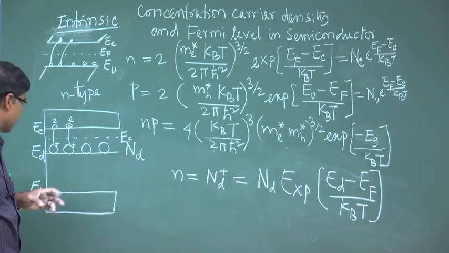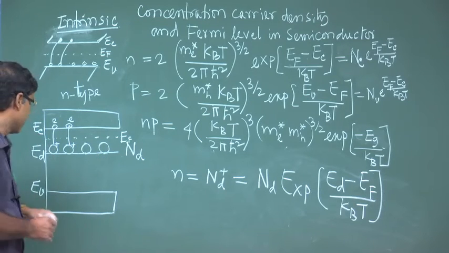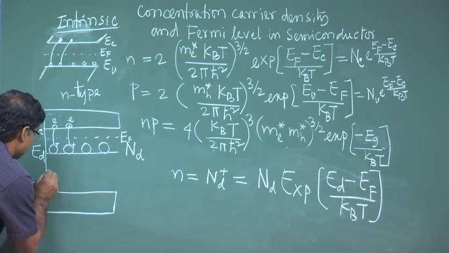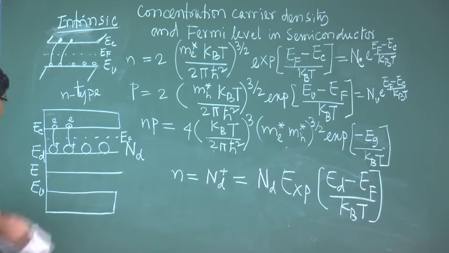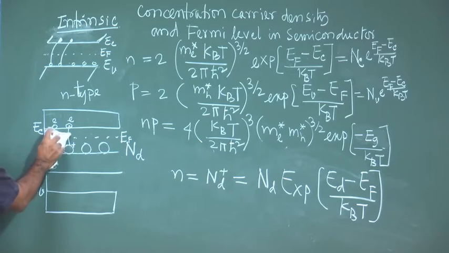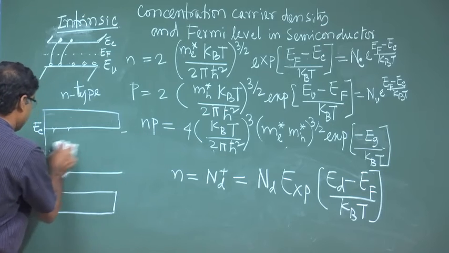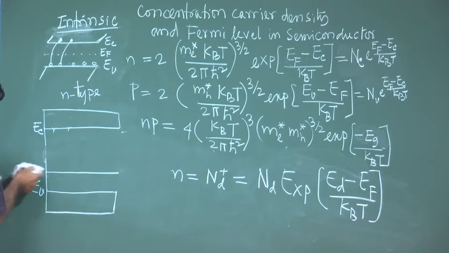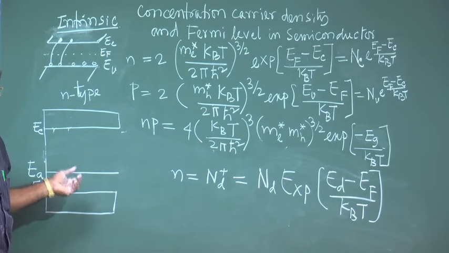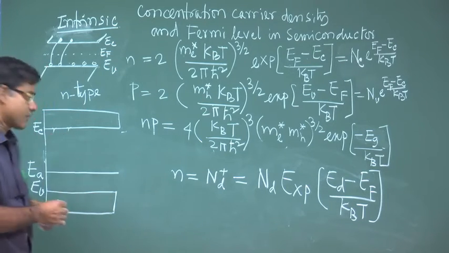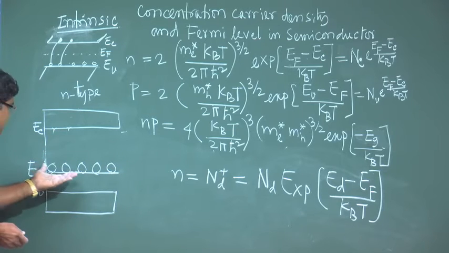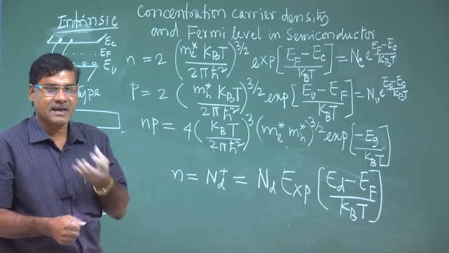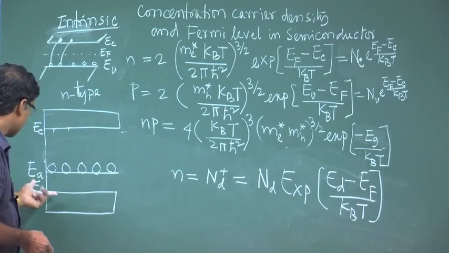Similarly, when it is p-type, the acceptor level will be here close to the EV. So this is the energy of the acceptor level, doped by a trivalent atom. These atoms are here and not ionized. Now this atom can accept an electron, so from where can it get an electron? Only from the valence band.